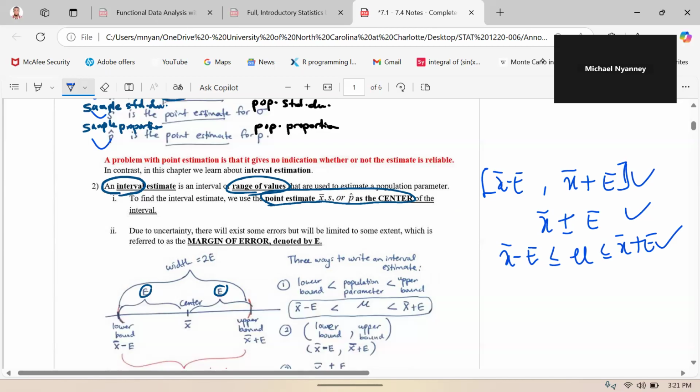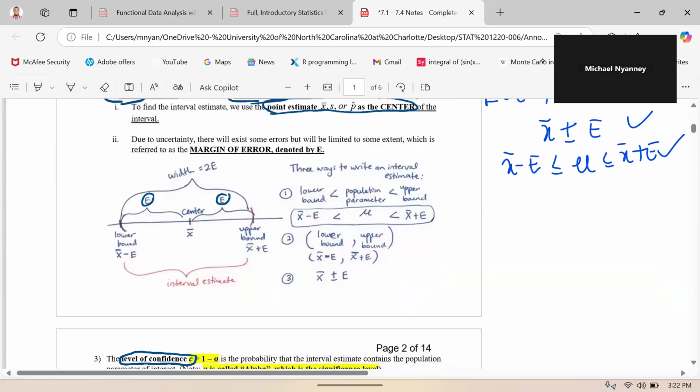This is for mu. It also applies to other population parameters, in order to estimate them. So if I tell you to find an interval estimate, this is what I want to see. It's an interval. This will be your lower bound, and this will be your upper bound. The lower is lower than the upper. So we are going to get some values, one lower and one very high. Okay, so let's move on.